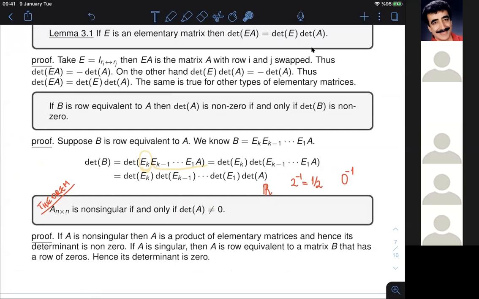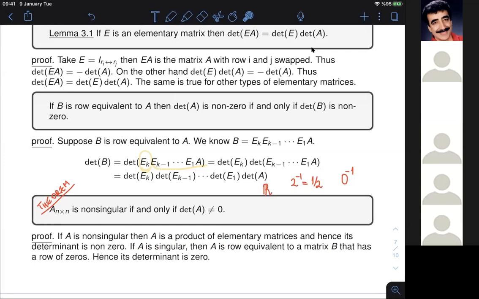So how does the proof go? If A is non-singular, then we know that it's a product of elementary matrices. Hence, its determinant is non-zero, because I can separate the determinant of a product of elementary matrices, and it must be non-zero.